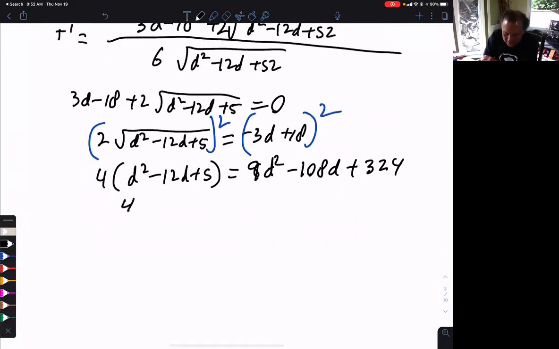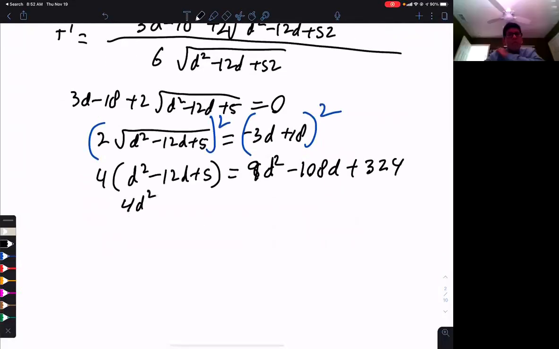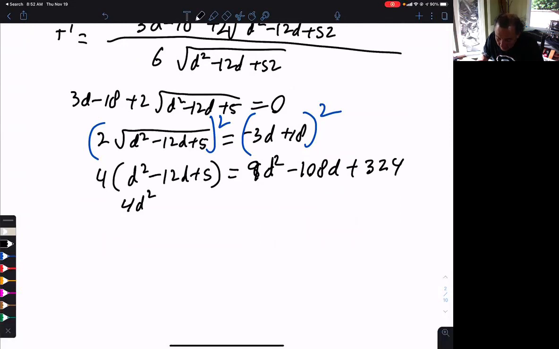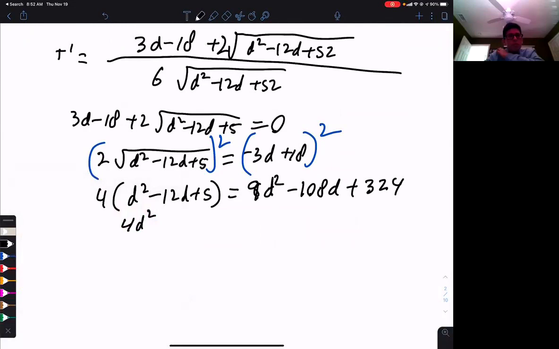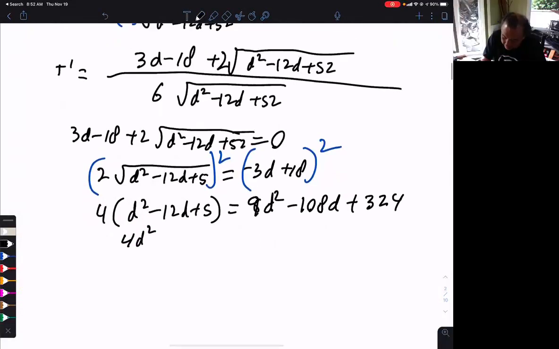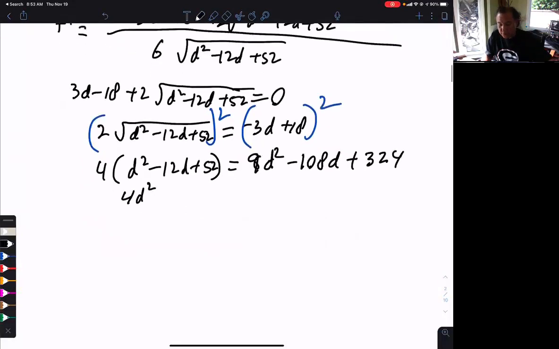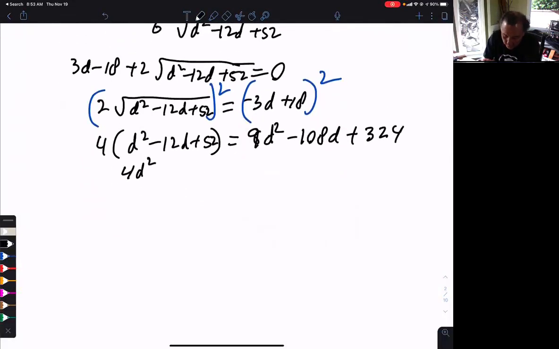Distribute the 4. Yeah, you made a mistake. You put 5 instead of 52. Oh, it's a 52. Thank you so much. Okay, going back. Wow, this is supposed to be a 52. So fixing that, we get minus 48d plus 52. That's 104, 208, I hope.